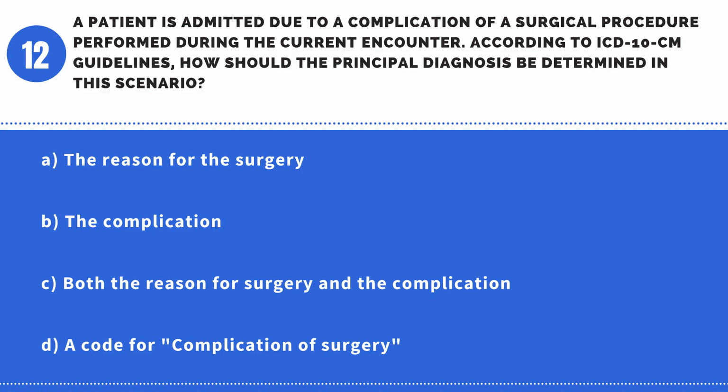Question 12. A patient is admitted due to a complication of a surgical procedure performed during the current encounter. According to ICD-10-CM guidelines, how should the principal diagnosis be determined in this scenario? A. The reason for the surgery. B. The complication. C. Both the reason for surgery and the complication. D. A code for complication of surgery.